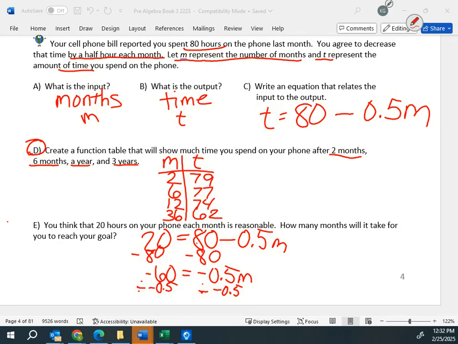We've done the opposite operations, those two-step operations. We subtracted, now we're dividing out that negative half. What's negative 60 divided by a negative half? Robbie? Negative 120. What's a negative divided by a negative, Robbie? A positive. So you were right with the 120, but it's a positive 120 because it was a negative divided by a negative. So it's going to take me 120 months to reach my goal.